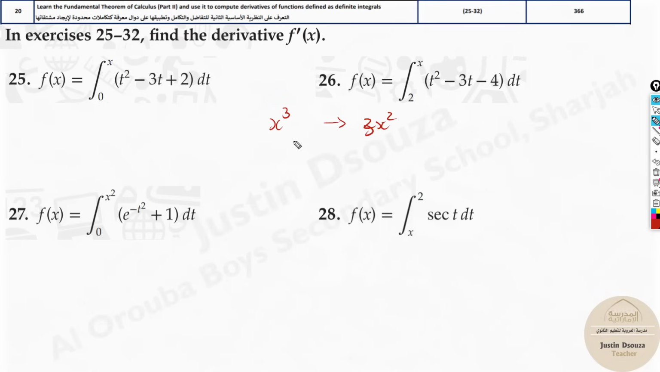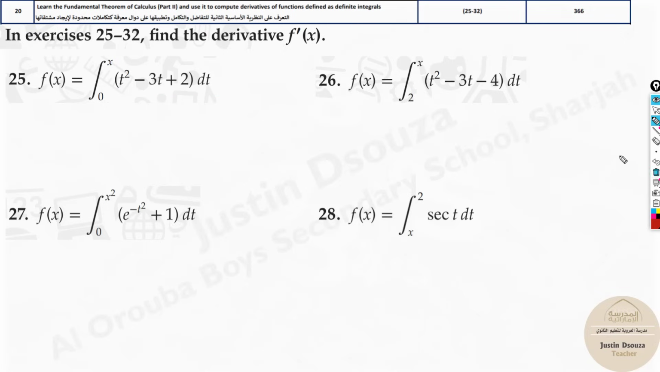Now let's integrate 3x squared. This will be 3x cubed by 3, the 3 cancels off and you will have x cubed, right? So they are inverse operations. The integral of anything is the function whose derivative it is. So now over here, you have to find the derivative. This is an integral, right? So all you need to do is leave this function as it is because that itself is its derivative.